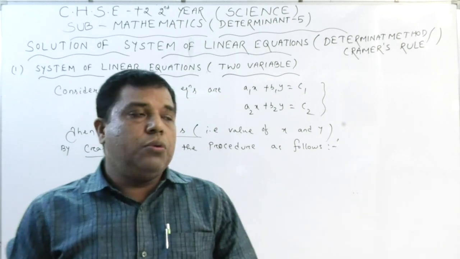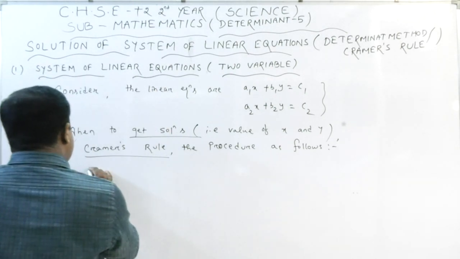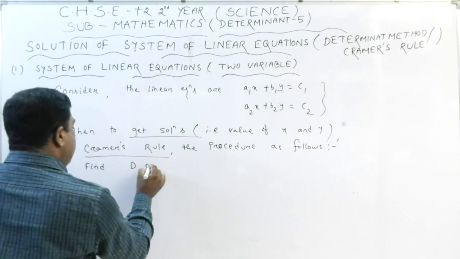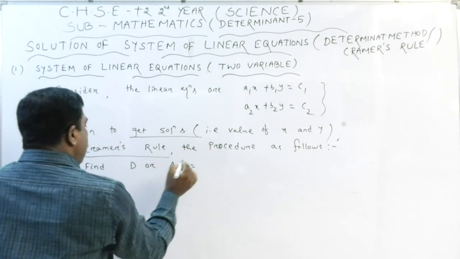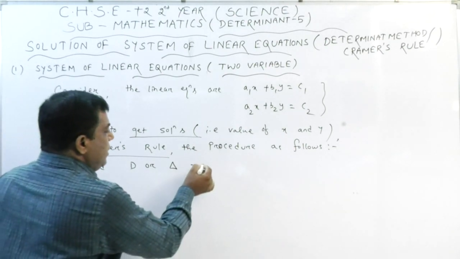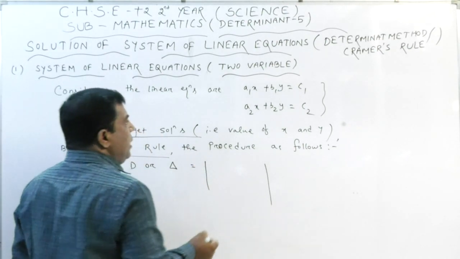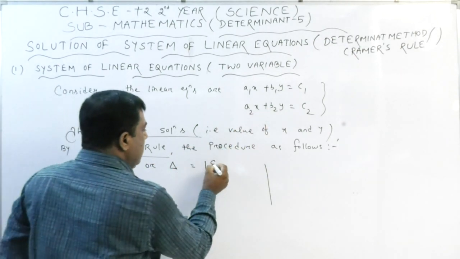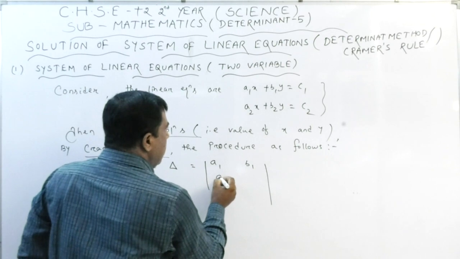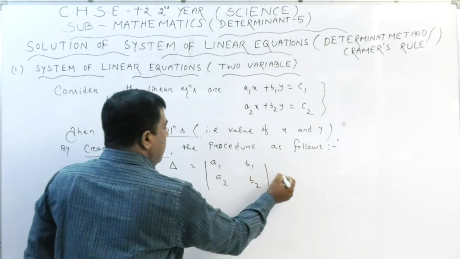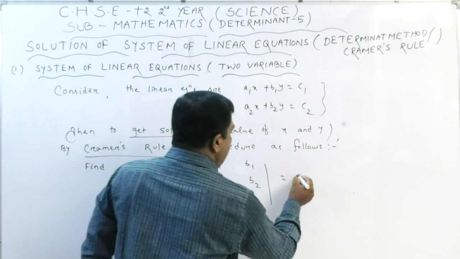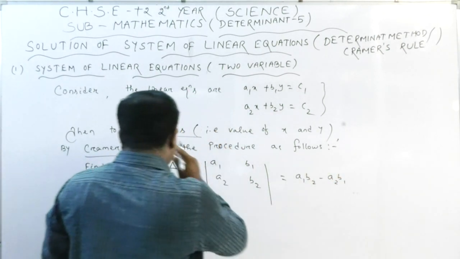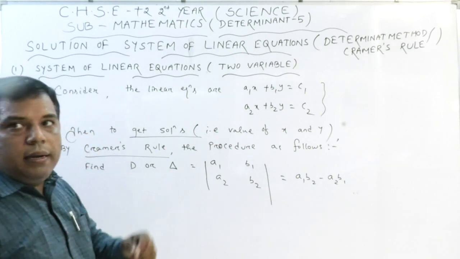So what we have to do? Find D, or you can say del. And what is D or del? It is the determinant containing the coefficients of x and y, that is a1, b1, a2, b2, and its value is a1 b2 minus a2 b1. So we have to find D or del.